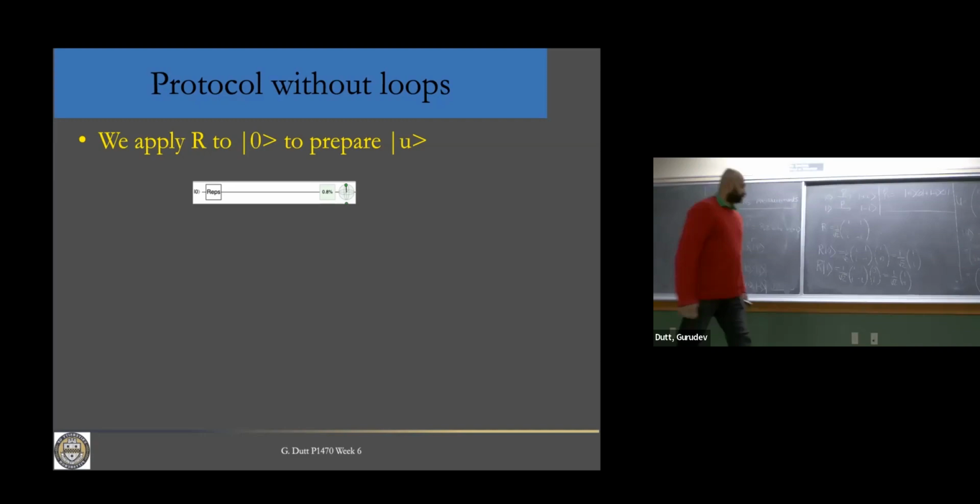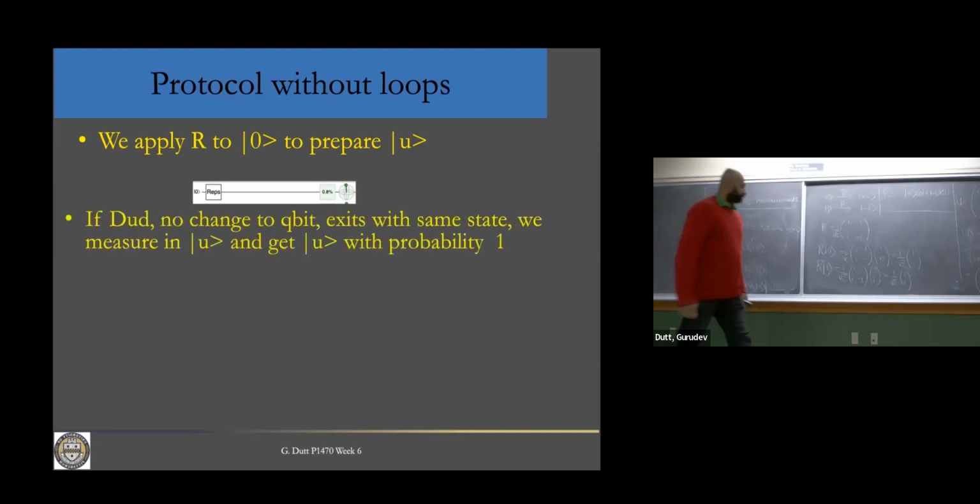How do I send in the U state? I take the 0 state, I operate with the R gate, and I get the U state, and I send it into the Turing machine box. Okay, and then the idea was if it's a dud, nothing happens to the qubit. There's no measurement, nothing. So it exits as the same state.